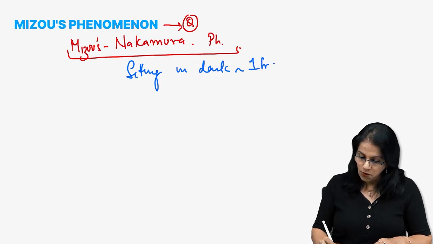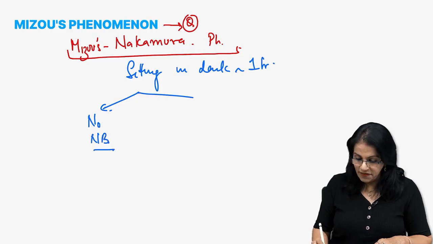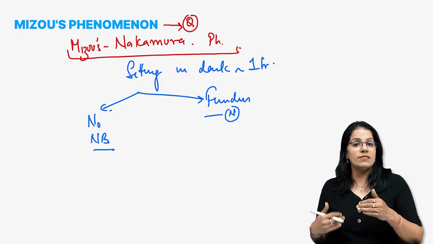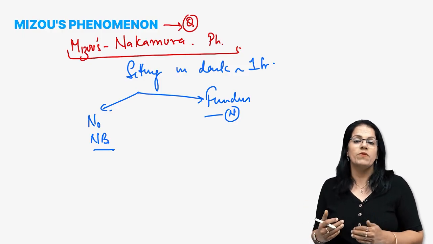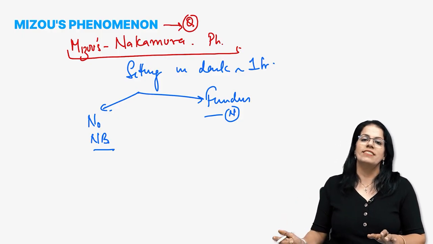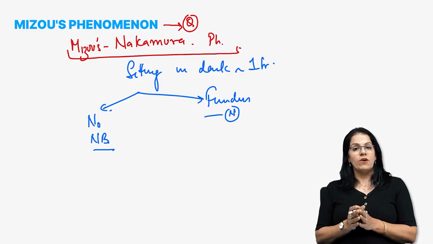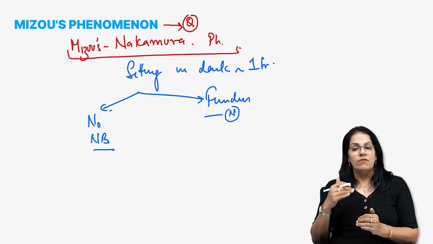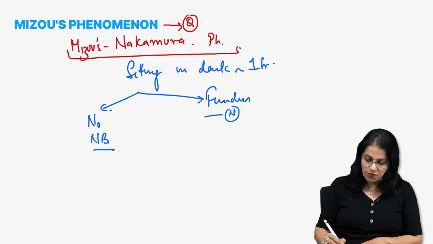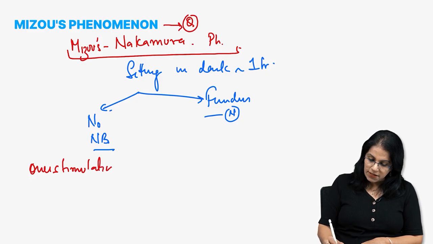What do you see? No night blindness, that means he starts seeing, and the fundus is normal. Now, the fundus is not pale, that means whatever the problem was is reversing. This is Mizuo's phenomenon. The question in your exam was, it is a feature of, and you had to answer Oguchi's disease. Why is this happening? These are patients who have fewer rods, but when they sit for 1 hour in the dark, there is overstimulation of rods.